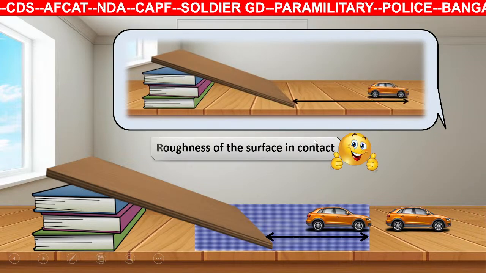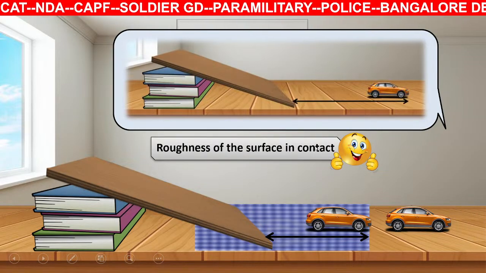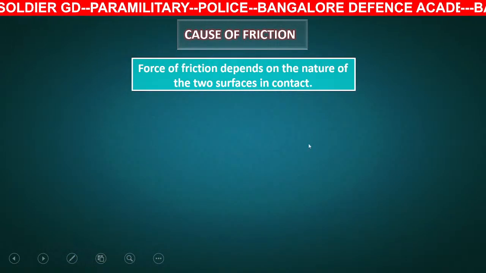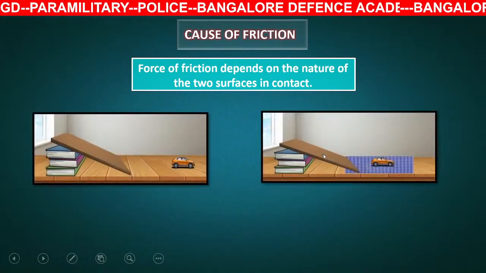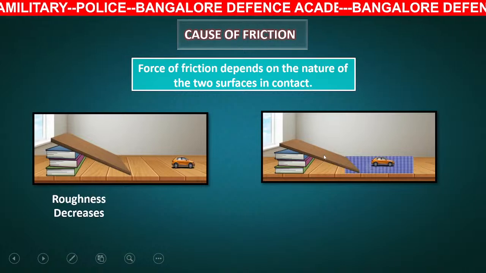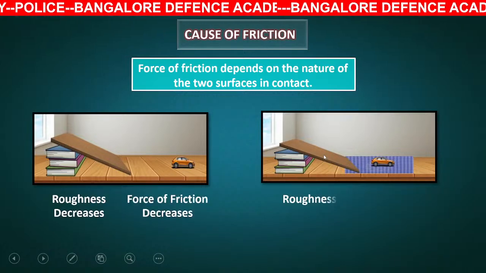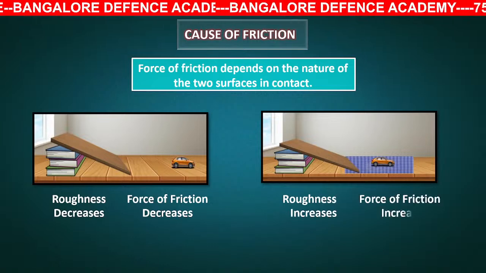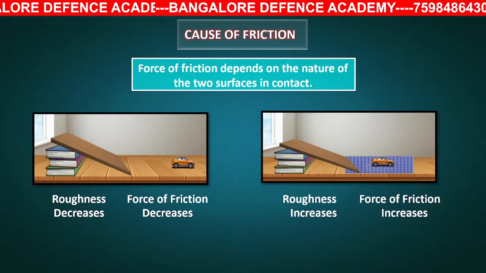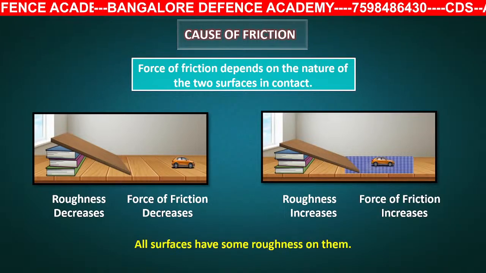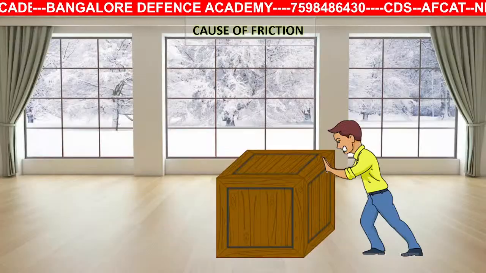Okay, look at this now. Why did this happen? The roughness of the surface in contact. Do you understand? Next, the force of friction depends on the nature of the two surfaces in contact. So there are two surfaces. If roughness decreases, the force of friction decreases. If roughness increases, the force of friction increases. So all surfaces have some roughness on them.